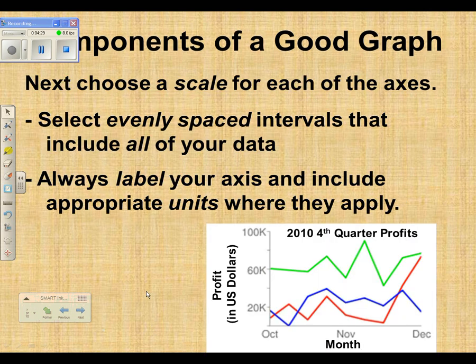Next, choose a scale that is appropriate for each of the axes. You can see here we have a line graph where we are comparing the fourth quarter profits in U.S. dollars. So on the x-axis, we have the months, October, November, December, and on the y-axis, we have the different profits in U.S. dollars. So we're going from 20,000 to 60,000 to 100,000. You will notice that the increments are in 40,000. And we're dealing with dollars, so make sure that your axes are labeled with the correct units.